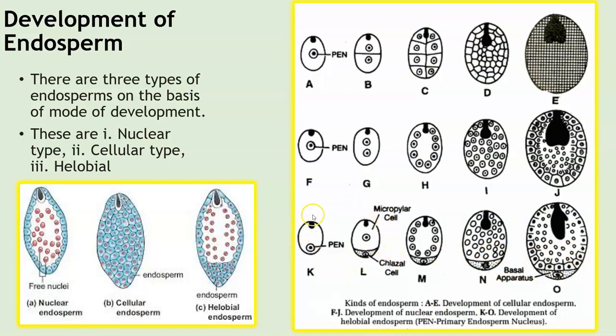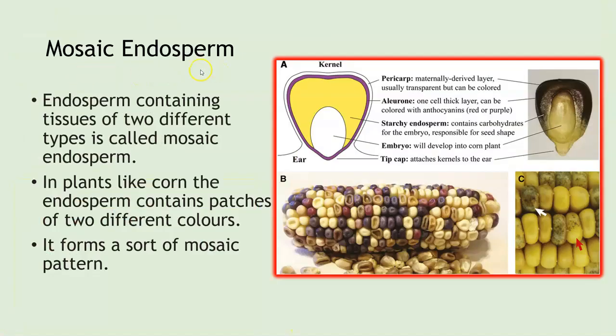Initially it shows the characteristic of cellular endospermic development, and in the later stage it shows the characteristics of the nuclear endosperm development. Students, we have one more type of endosperm which is called a mosaic endosperm. In this type, the endosperm contains tissues of two different types. This is called a mosaic endosperm. So here in the mosaic endosperm, the endospermic tissue has two different types of tissues.